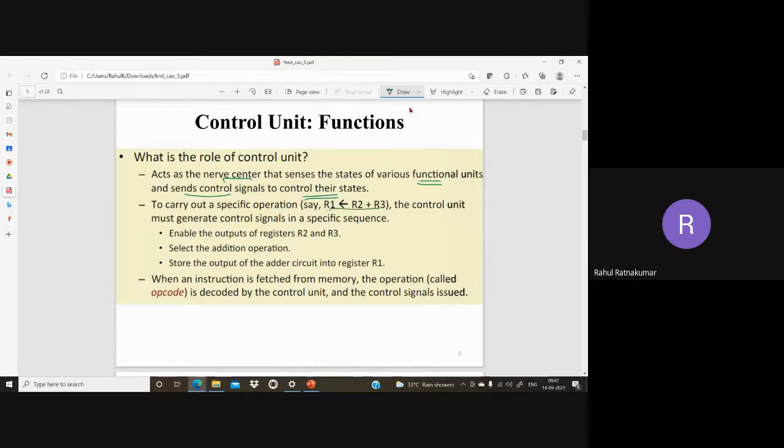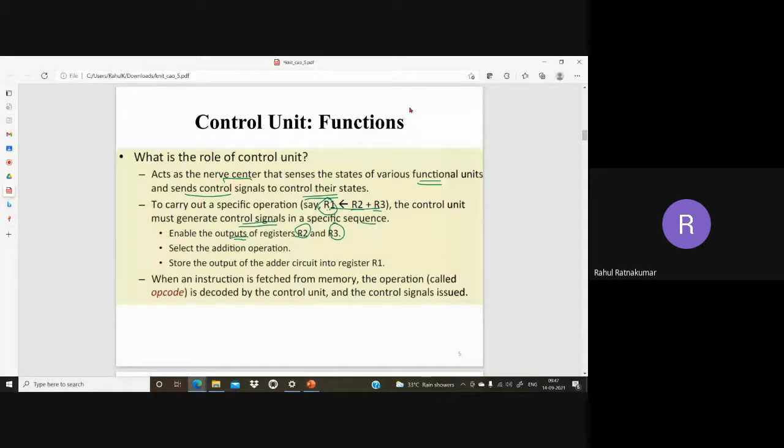This is addition. R1 is the destination of what? The sum of R2 and R3. R2 plus R3 is going to R1. So the control unit must generate control signals to execute this specific sequence. First, the outputs of the registers where R2 and R3 are stored have to be enabled.